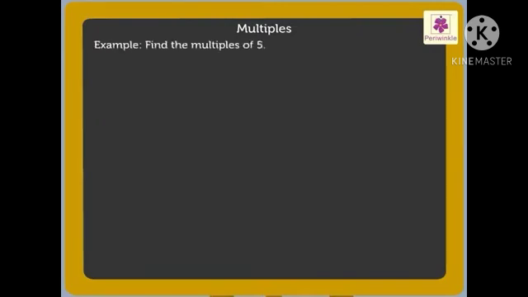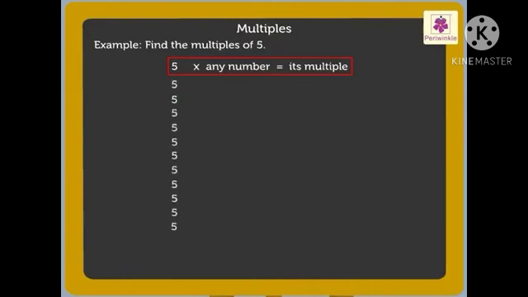Find the multiples of 5. We know already 5 into any number we get its multiple. When we multiply any number by 5, we get multiples of 5. Now, let us check it. 5 into 0, 1, 2, whatever number it may be, we multiply, we get a multiple.